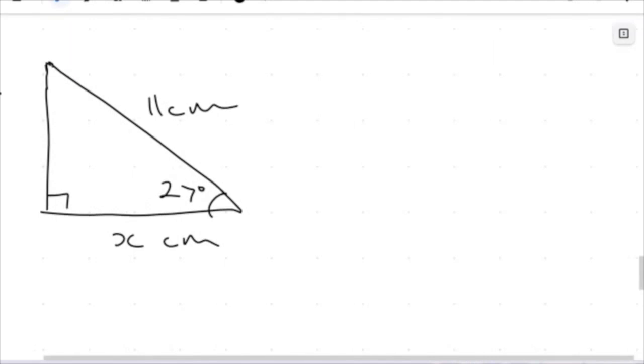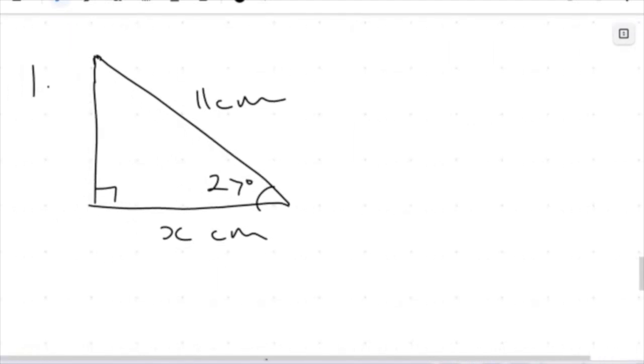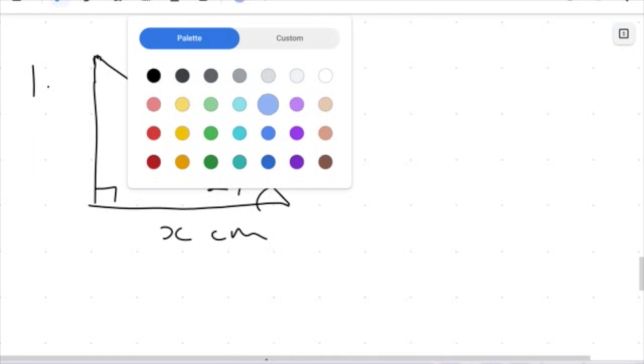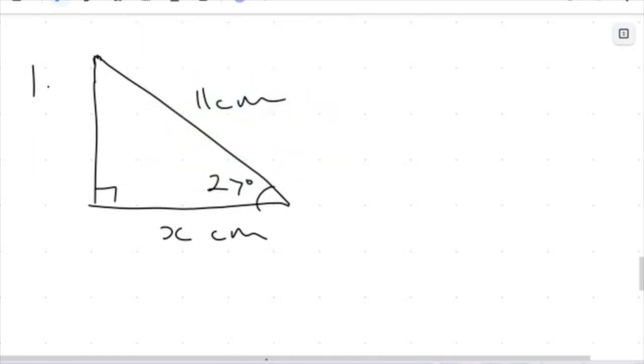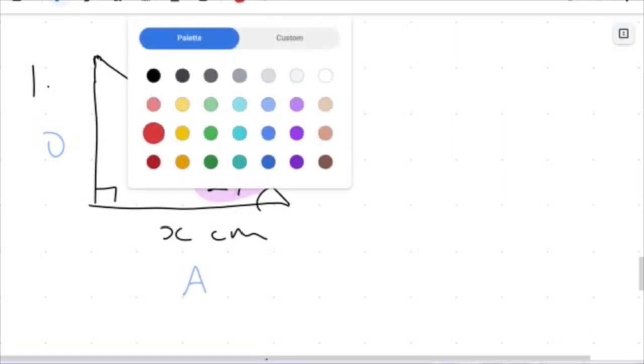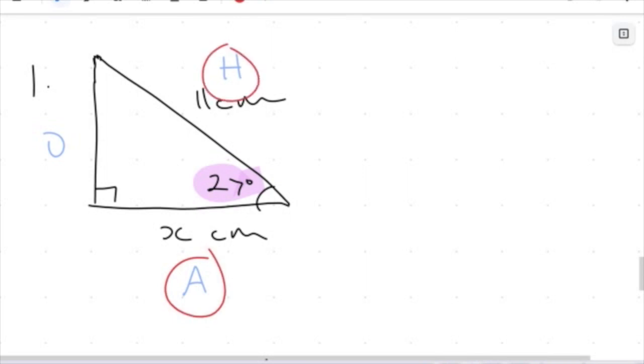Now, I've included a couple of questions that we're going to go through today, and like we've done before, we're going to first just identify all the sides we have. So here we're looking from the perspective of the angle 27 degrees. This is going to be my opposite, this is going to be my adjacent, and this is going to be my hypotenuse. So the two ones that I'm given are an adjacent and a hypotenuse.